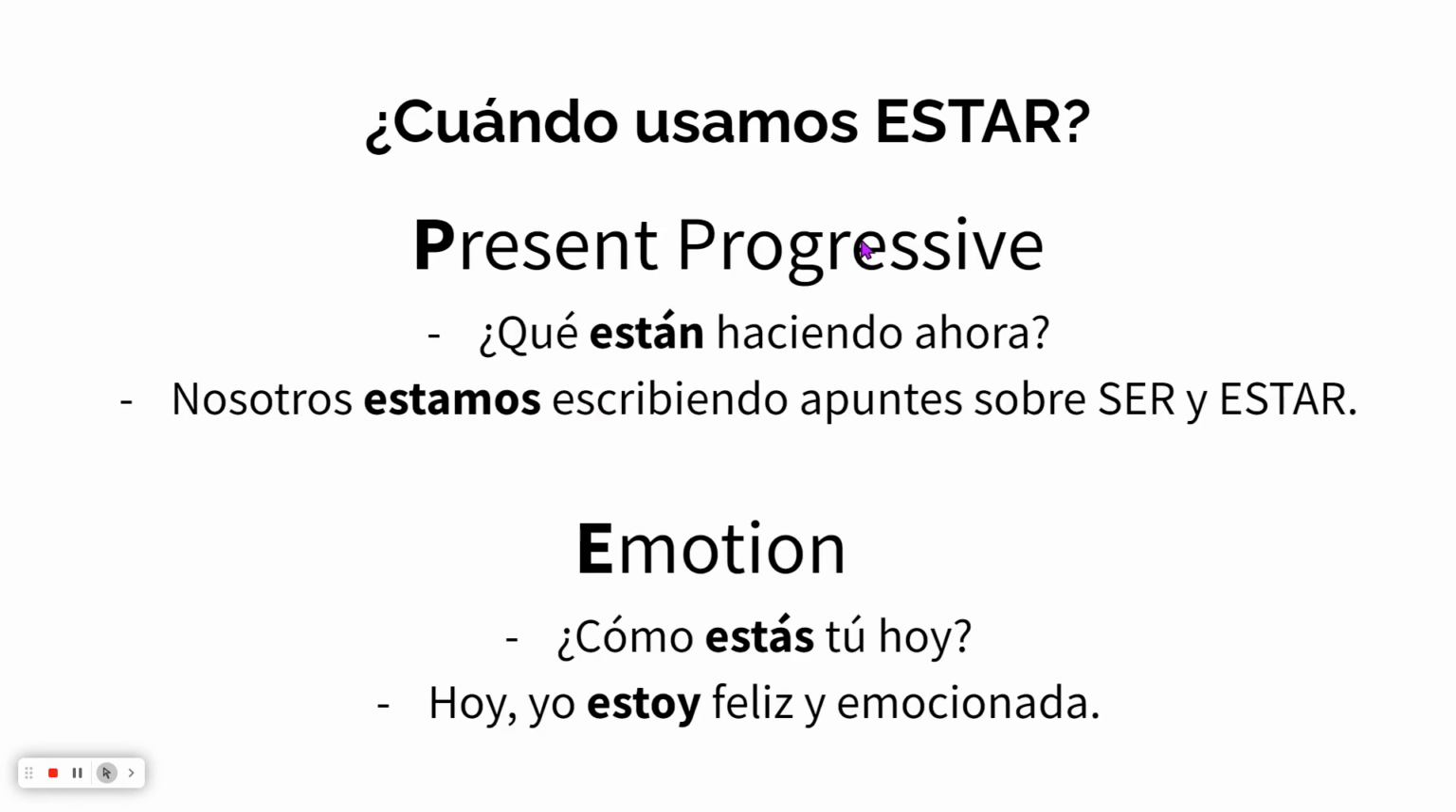And our examples here for our presente progresivo. ¿Qué están haciendo ahora? And assume that it's in ustedes, given the answer. What are you all doing now? Nosotros estamos escribiendo apuntes sobre ser y estar. We're writing notes about ser and estar. Emotion. ¿Cómo estás tú hoy? How are you today? Hoy yo estoy feliz y emocionada. Today I'm happy and excited. Emocionado or emocionada means excited. Keep that in mind, please. Not emotional. It's a false cognate.